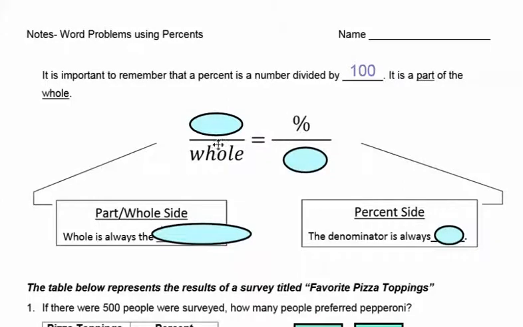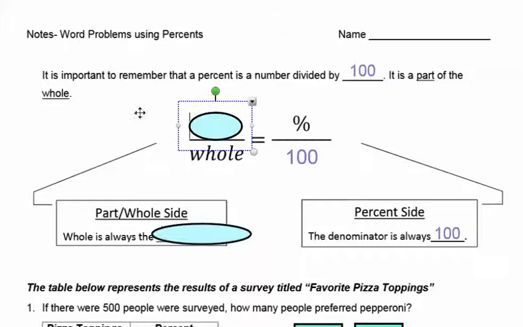Alright, the proportion that we're going to use whenever we're dealing with percent word problems is a percent proportion, just like those tax, tip, and discount problems. On our percent side, the percent is going to be out of 100. So the denominator is always 100 because that's what our percents are out of. And now it's going to be part over whole.